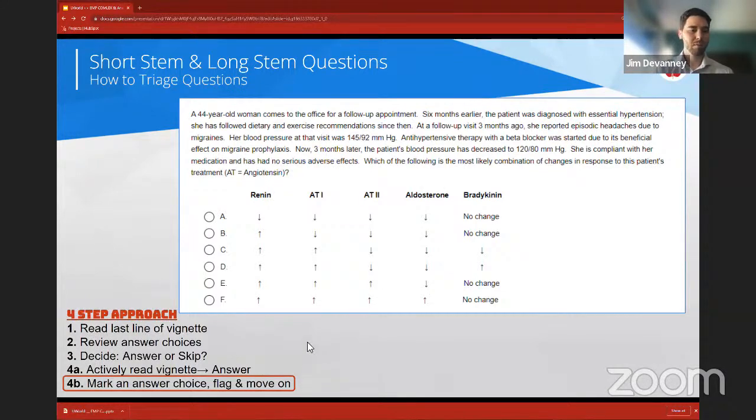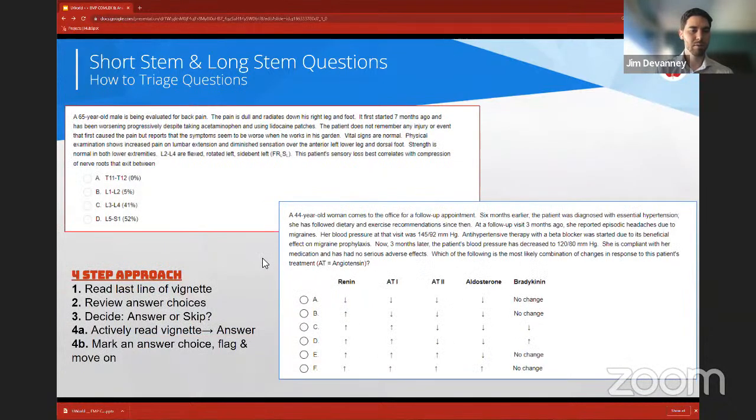So next up, this is just the two images superimposed on each other to kind of show them different side to side. And then again, just re-highlighting our 4-step approach.